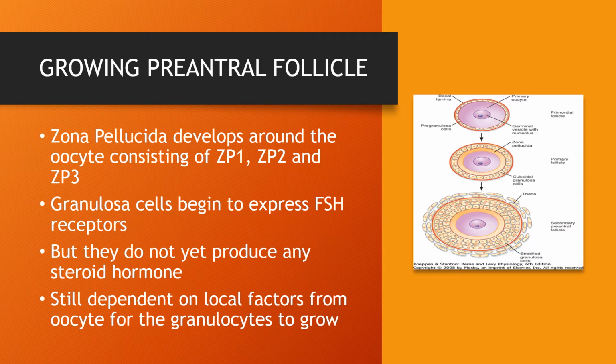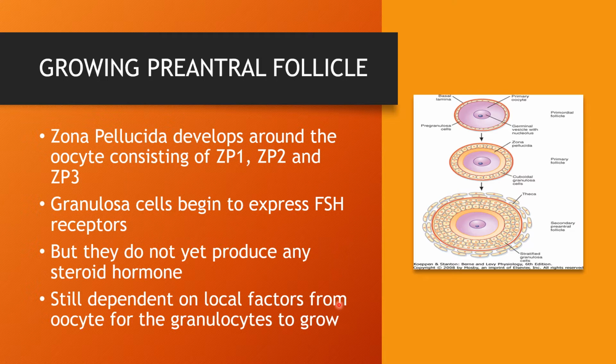Then later on, the zona pellucida develops around the oocytes, consisting of your ZP1, ZP2, and your ZP3. At this point, the granulosa cells will now begin to express follicle-stimulating hormone receptors. Okay, but they only produce receptors, and no steroid hormone is yet produced.